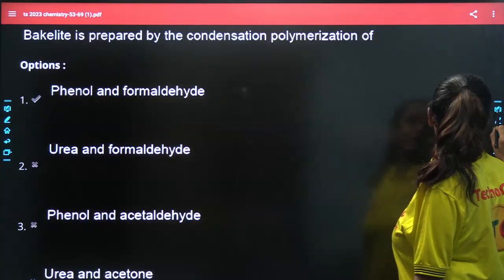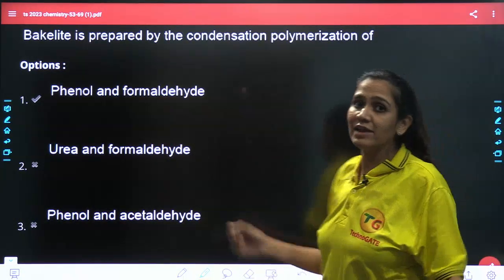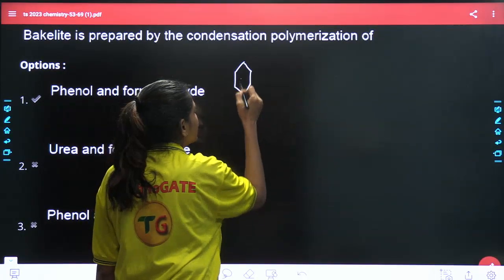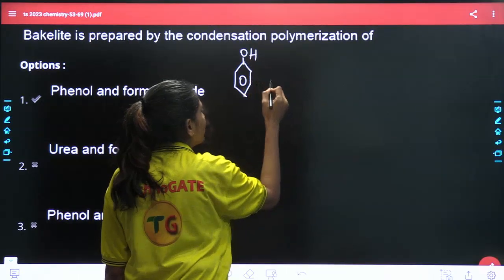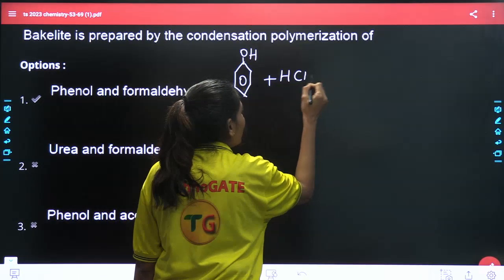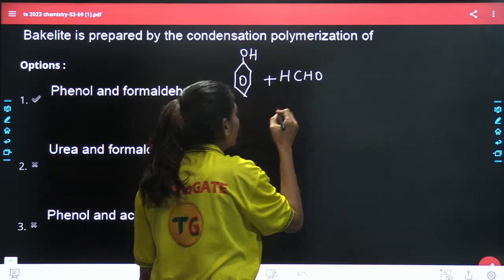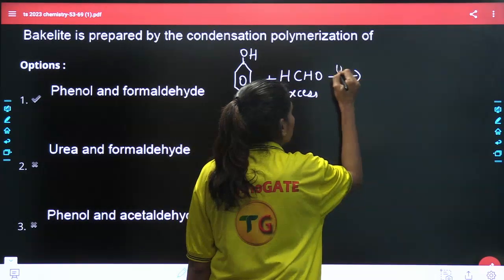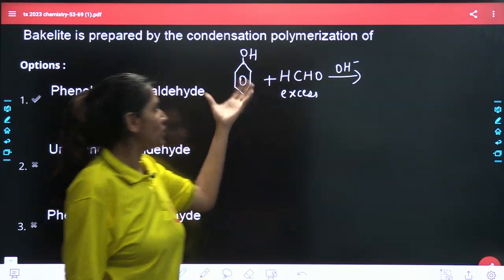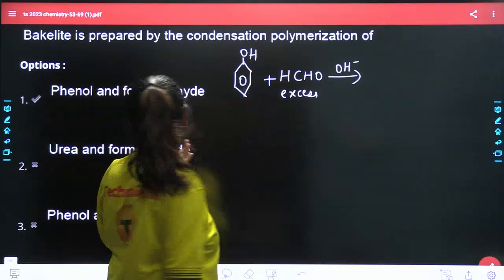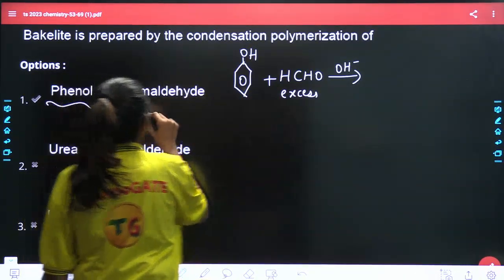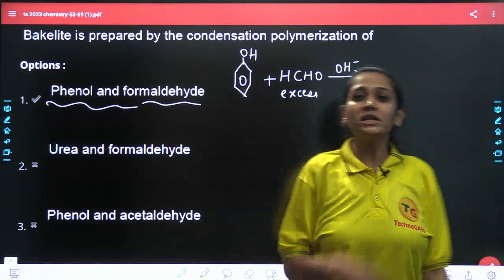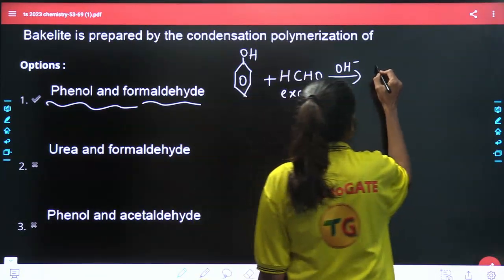Bakelite is prepared by condensation polymerization of phenol and excess of formaldehyde in a basic solution. So our first option is correct, phenol and formaldehyde. Phenol and excess of formaldehyde will first form an intermediate.